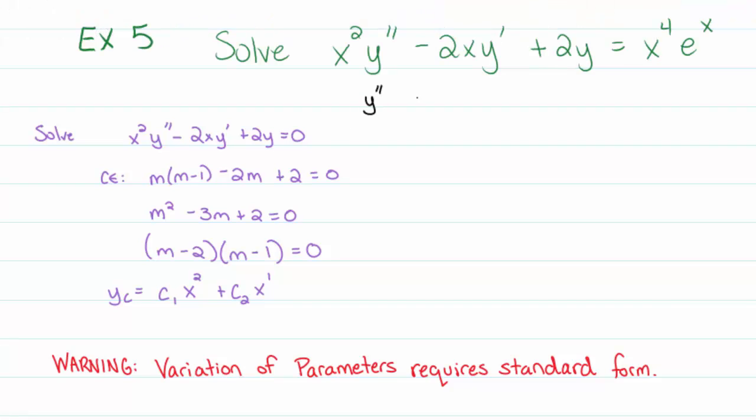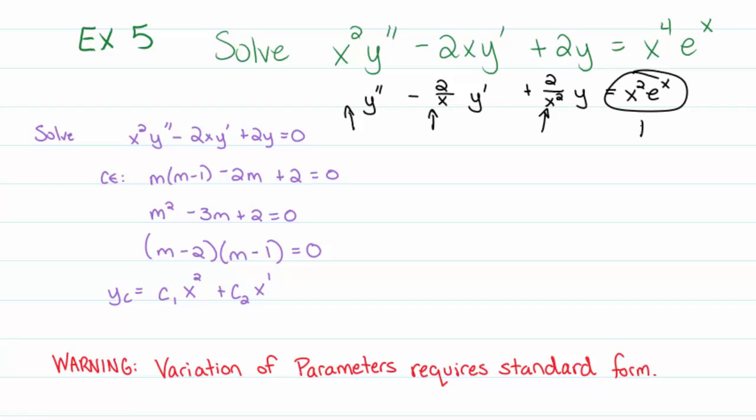So divide everything by x squared, right? So you have 2 over x here, and you have a 2 over x squared here, and then you have an x squared e to the x there. Now, it turns out variation of parameters does not rely upon any of those coefficients. They don't matter. What does matter is this. Remember, that is our g of x, and you will not know g of x until you place your differential equation into standard form.